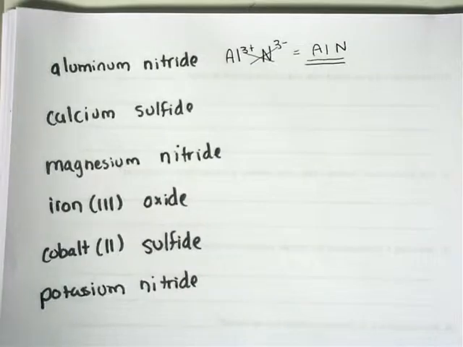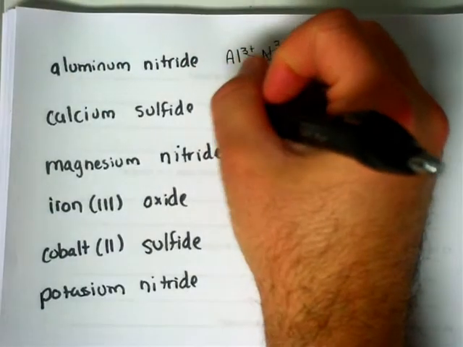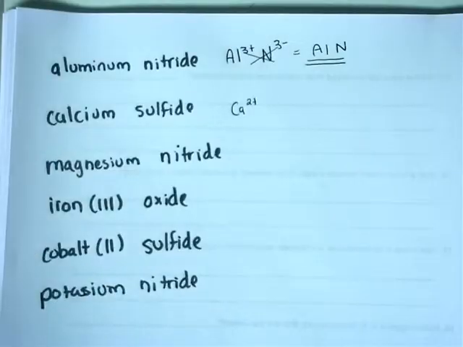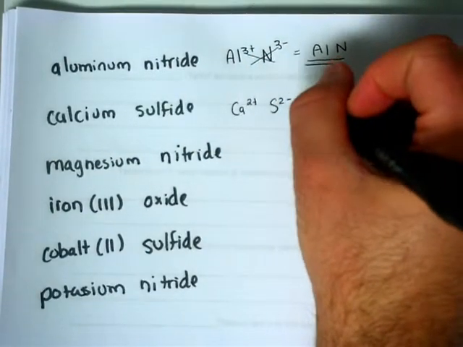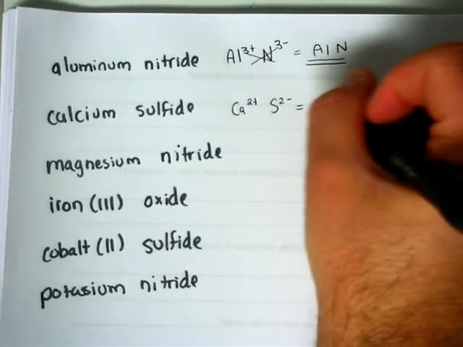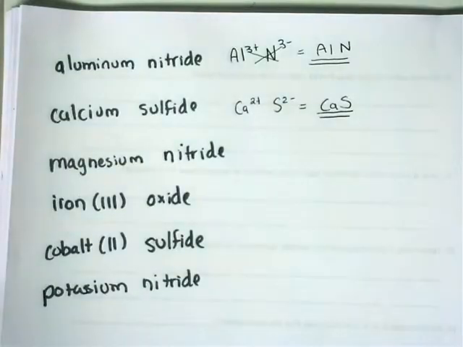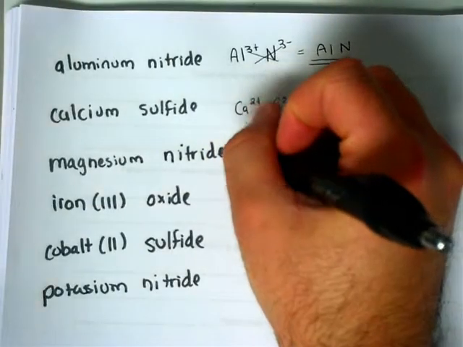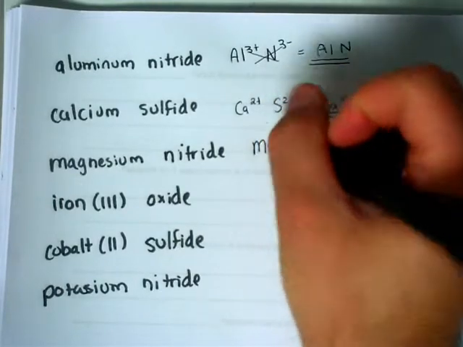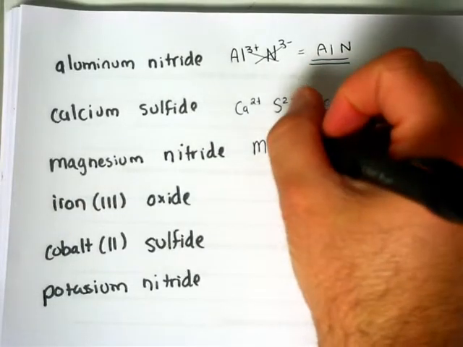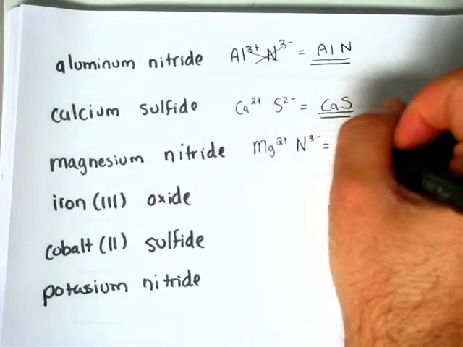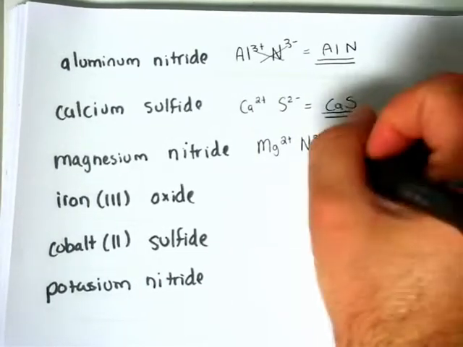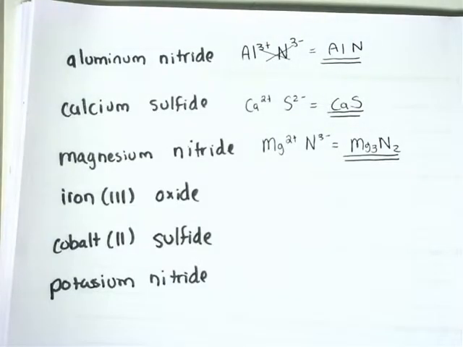Okay. Calcium sulfide. Calcium is Ca, and it's 2 plus, correct? Sulfide is S, and it is 2 minus. You do crisscross on this, and you just get CaS. Good. Magnesium nitride. Mg, of course, is 2 plus. Nitride is N, and it's 3 minus. You bring these numbers down, and you get Mg3N2. We get that right? Okay.